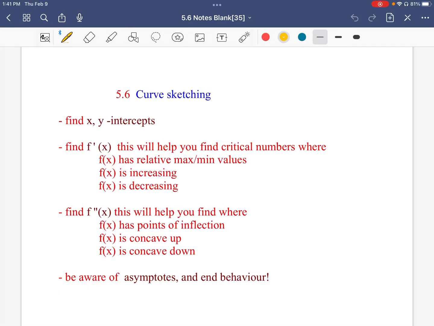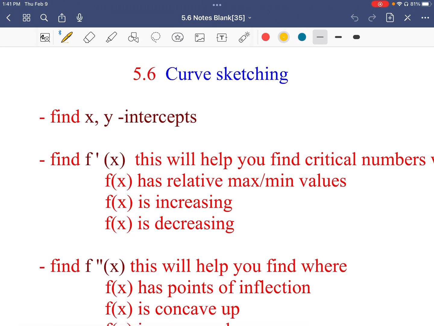Today we're looking at 5.6, curve sketching. Curve sketching is basically putting everything we have learned this whole course all together into one beautiful package. So things we want to find: x-intercepts. We know that is where f of x is equal to 0, so you're setting your equation equal to 0 and solving for x.